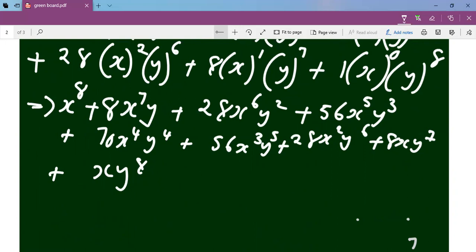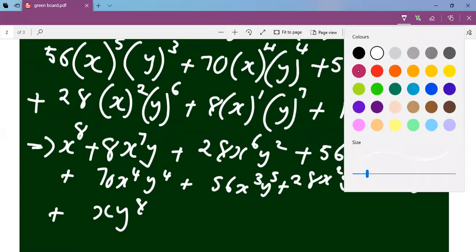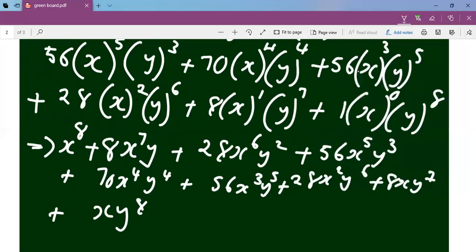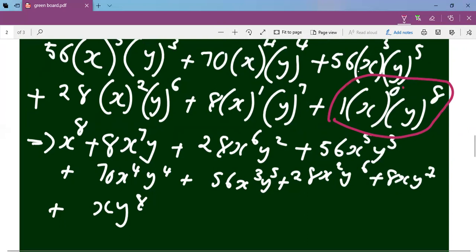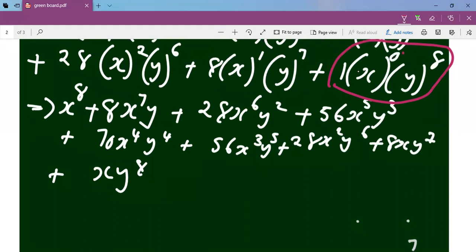Okay, please take note. These mistakes can easily be made. Let's look at this, the last one. Let me just change the color so that I'm able to direct you. So take note here, the last one here. This is power 0, which will give us a 1, right? Which will give us a 1. So 1 by y to the power 8 is supposed to be y to the power 8. So this is not supposed to be there. So we are supposed to have y to the power 8.